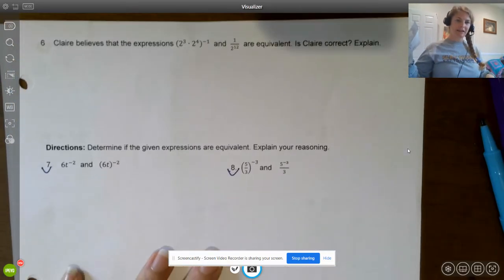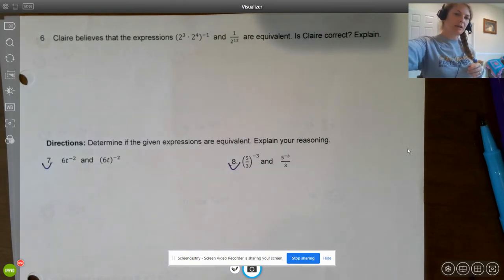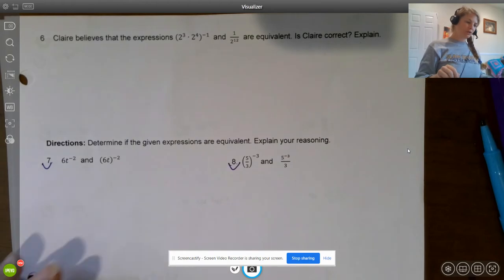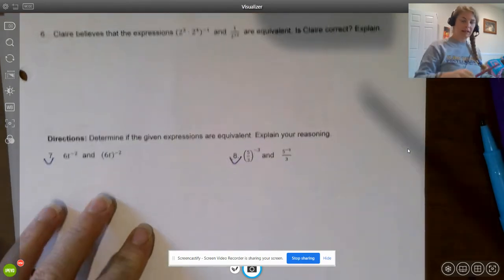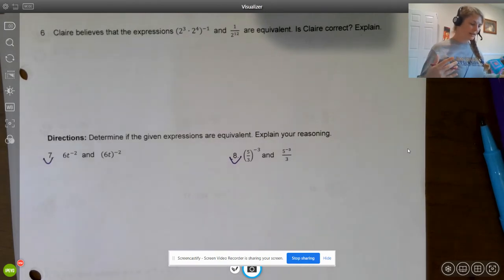Okay, so let's take a look at 6 together. Taking a look at 6, we have Claire, and Claire believes that 2 to the third times 2 to the fourth, all to the negative first power, and 1 over 2 to the 12th power are equivalent. And let's think if Claire is correct. Well, let's explore what these are equal to.